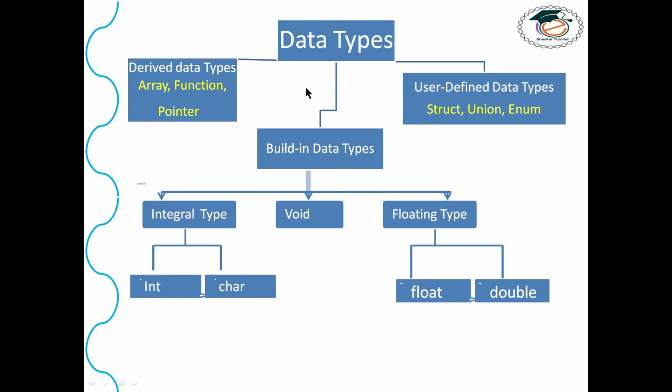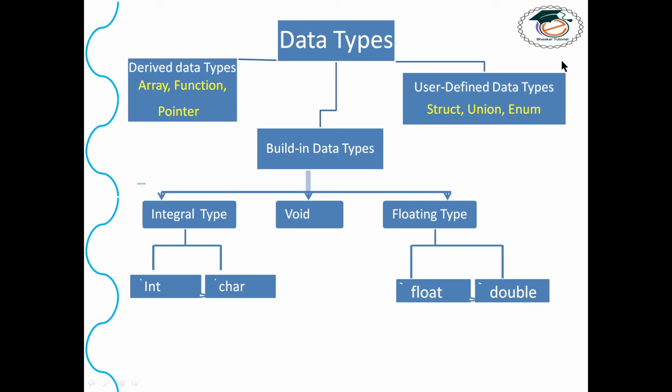Data types have been classified into three different forms: derived data types, built-in data types and user defined data types. At first I will define the built-in data type. It has been classified into three types: integral type, void and floating type. Integral and floating types are classified further. Integral is integer and character, and floating data type is float and double.